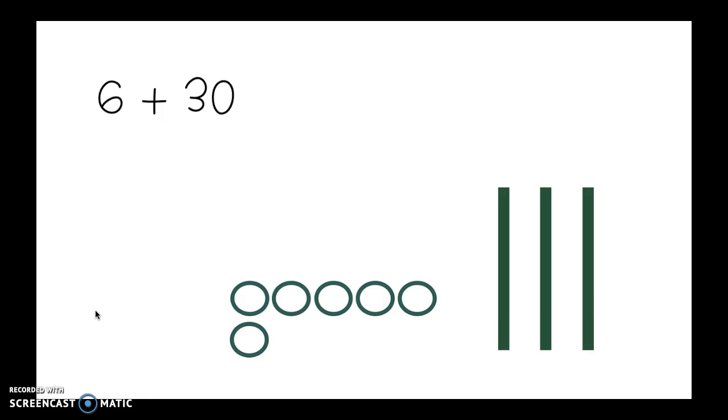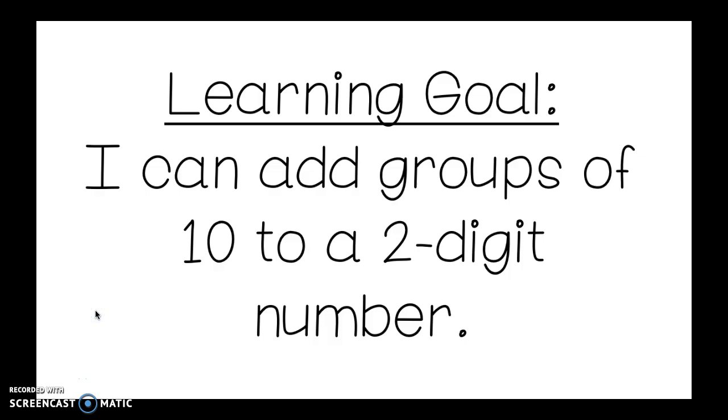So if I have 6 plus 30, that's going to equal 36. If I wasn't sure, I could count by 10s. 10, 20, 30, and then count up by ones. 31, 32, 33, 34, 35, 36. Man, we're doing really well adding these groups of 10, which is great because our learning goal says I can add groups of 10s to a 2-digit number. And I think we're really rocking and rolling on this.